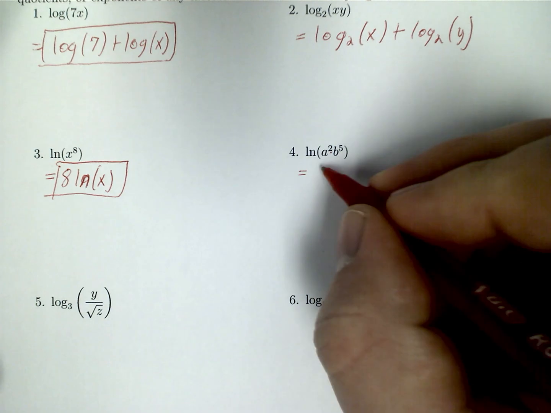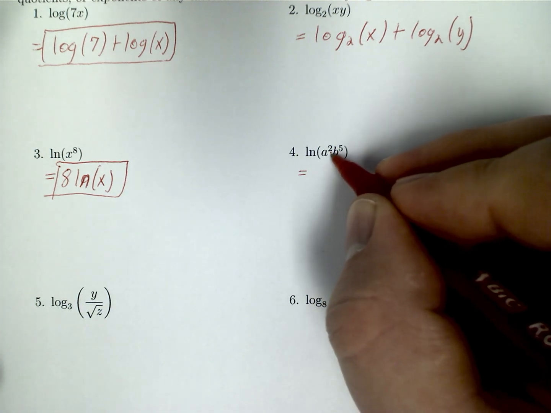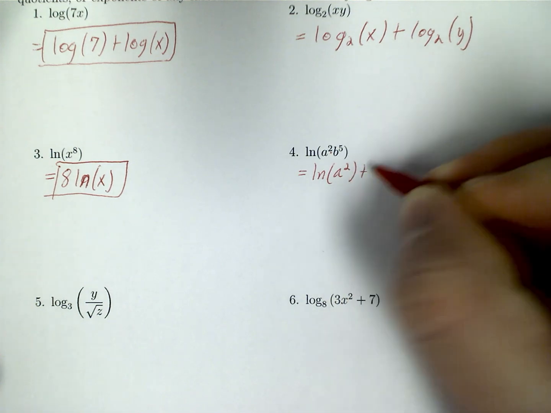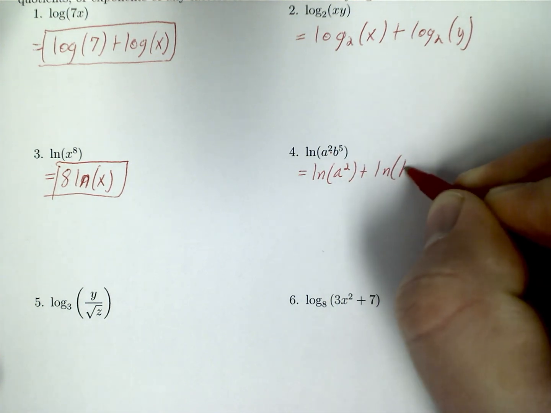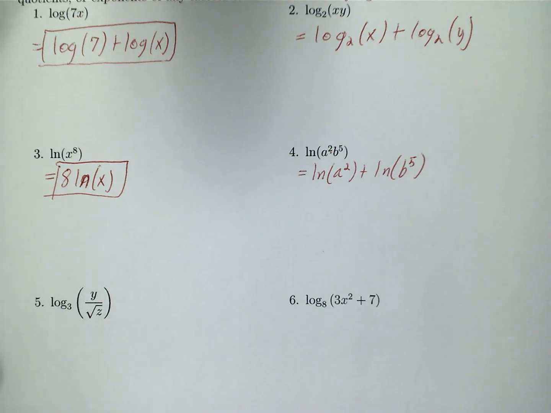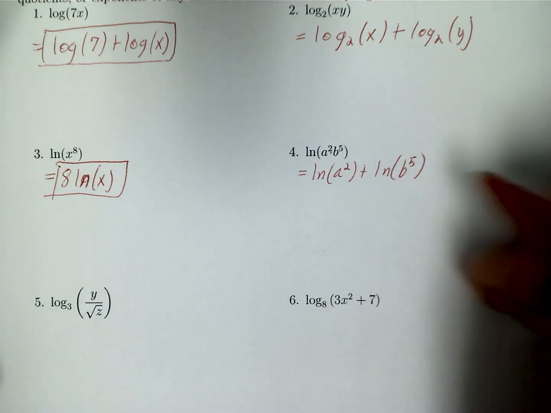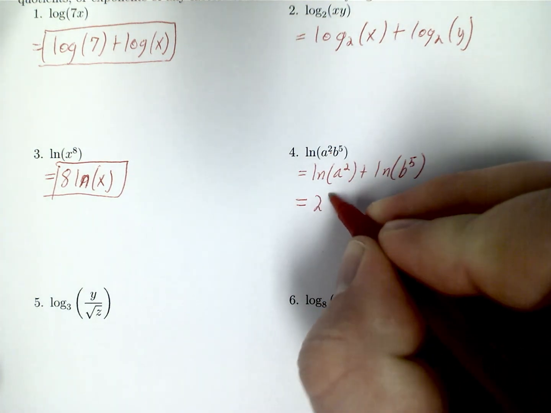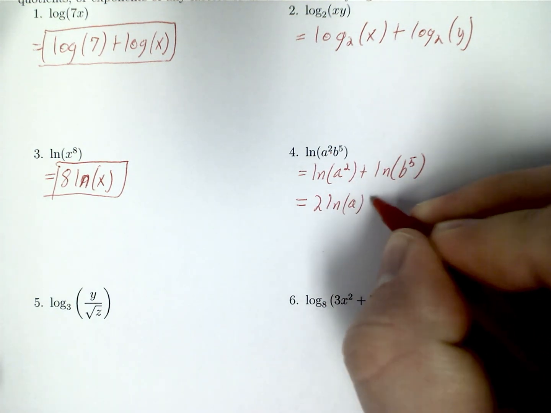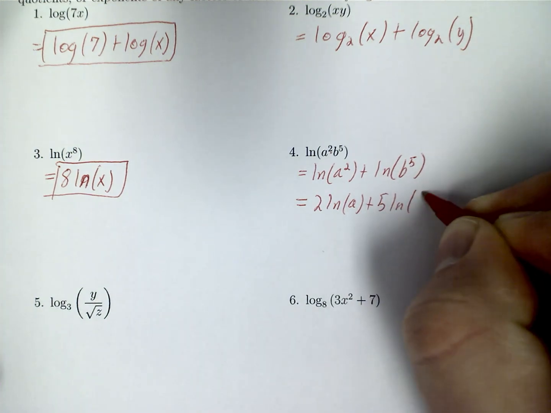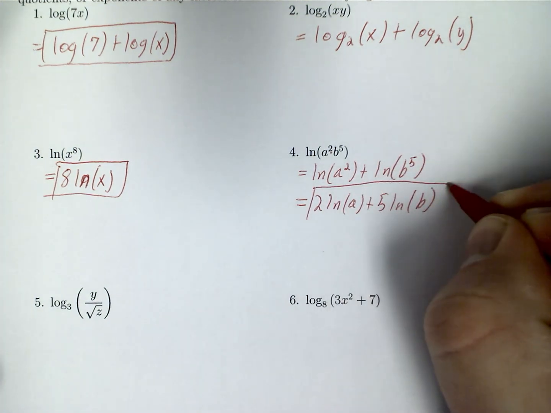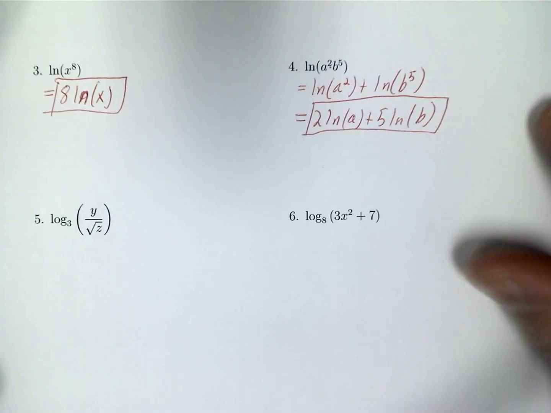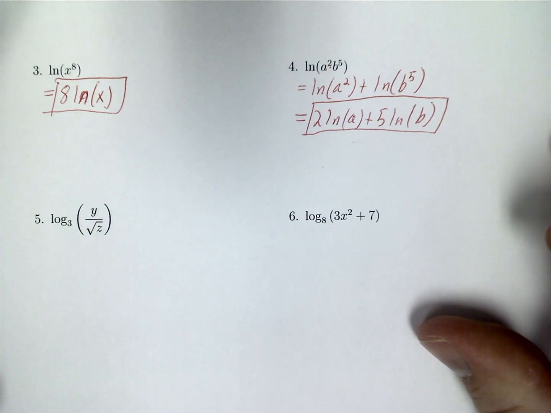So inside multiplication turns into outside addition. And then we have the squared and the fifth power. So we can take those exponents and put them out in front as coefficients. So 2 ln of a plus 5 ln of b. And we're done. The insides of the logarithms are as simplified as we can make them.